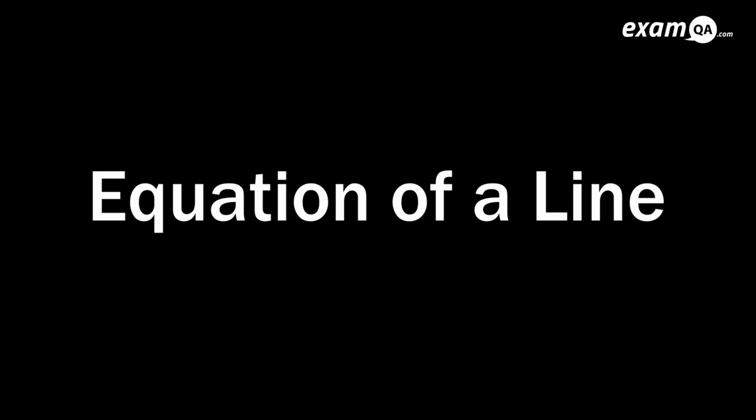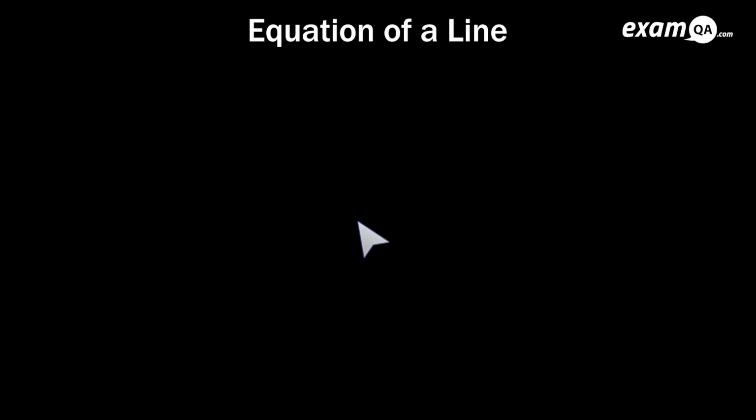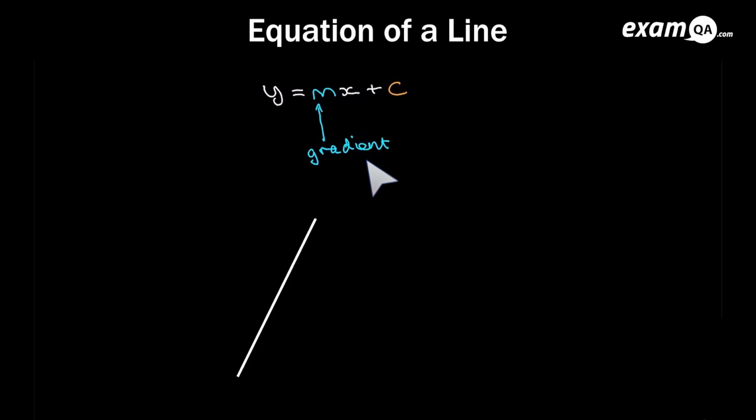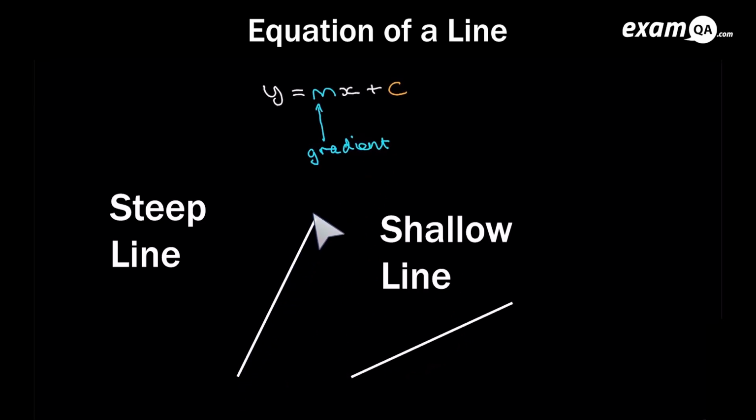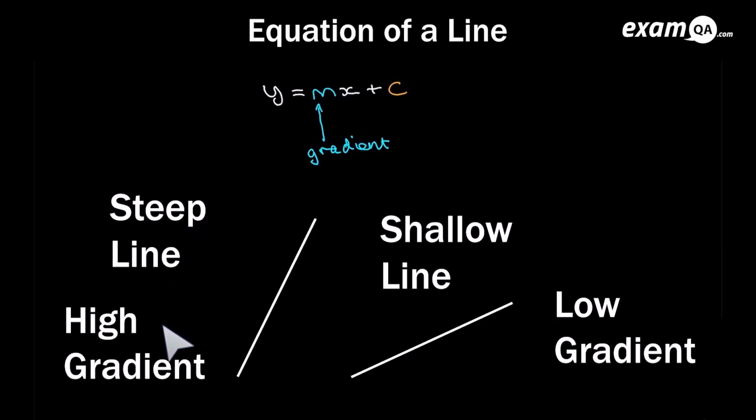In this video, we're going to be looking at equations of a line. Now, equations of a line are usually in the form y equals mx plus c. M is the gradient, and what the gradient does is tell you how steep your line is. So the larger the gradient you have, the steeper your line is. And the c would be the y-intercept, basically where it crosses the y-axis.